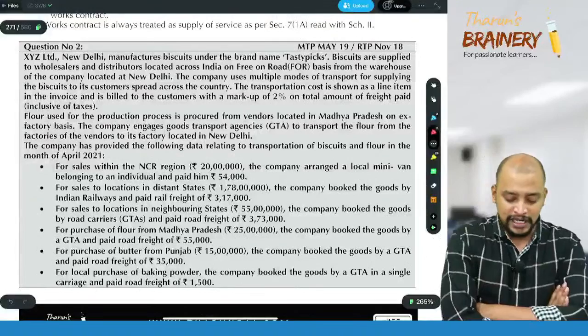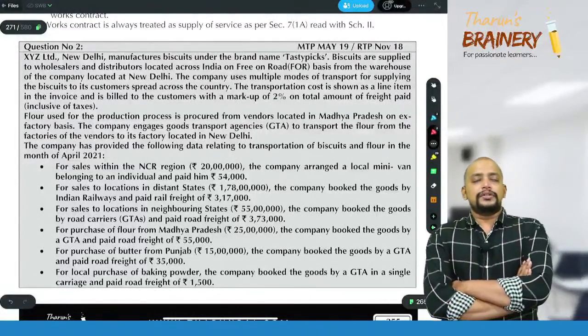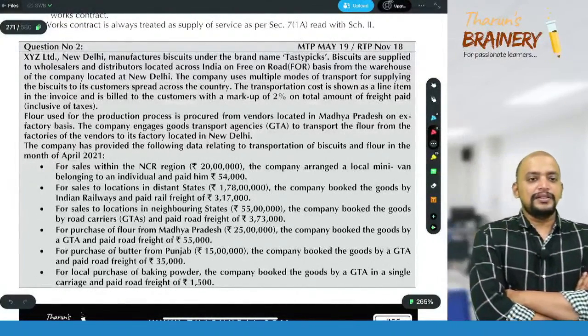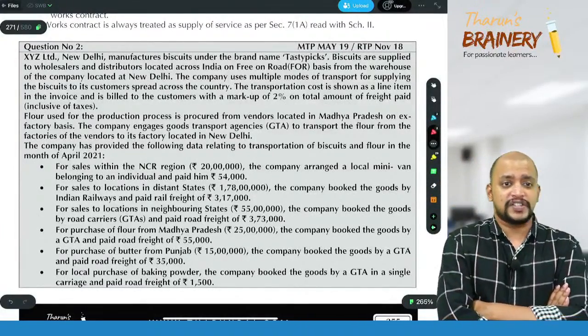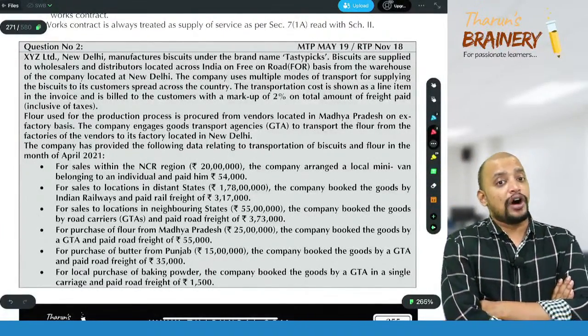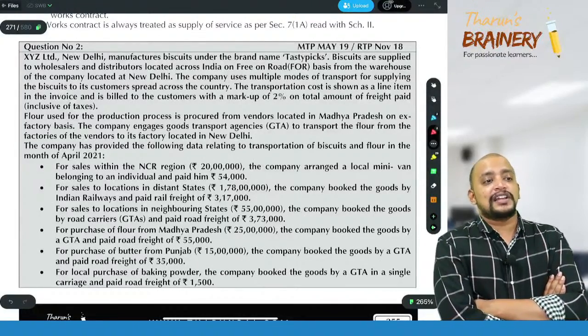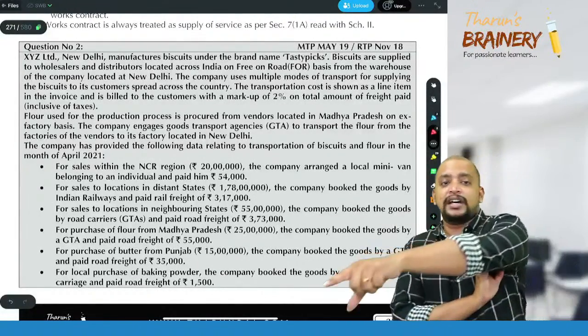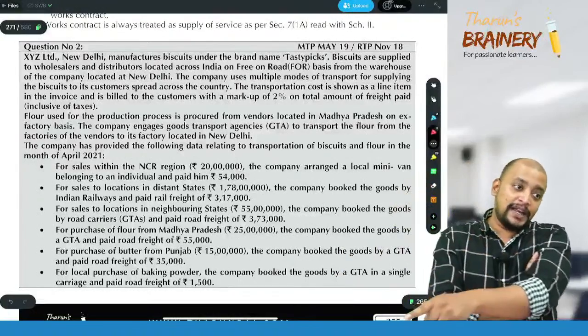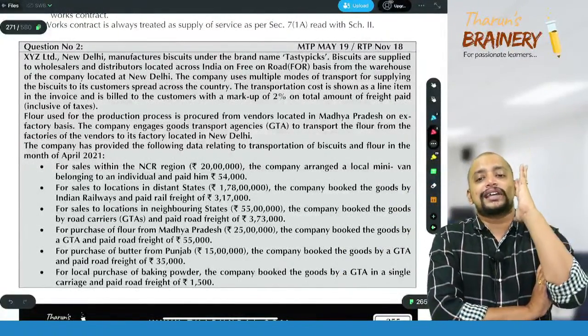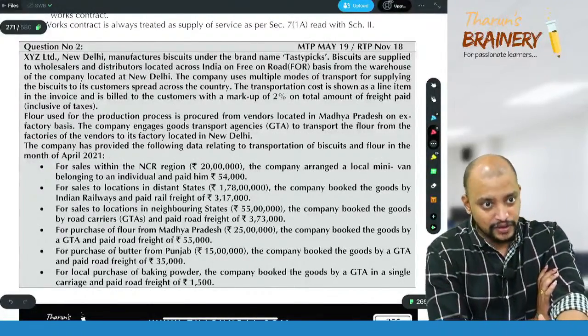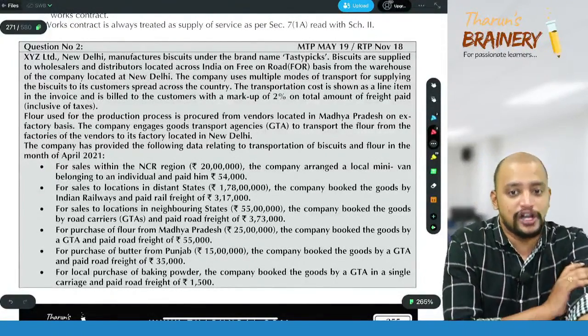So what does it mean? They will be delivering at their place. Is it ex-factory? No, it is not ex-factory. It is FOR, which means they will take the responsibility to deliver at the recipient's place and they charge for the transportation. So here they are charging a transportation service. Okay, they are adding the transportation cost.